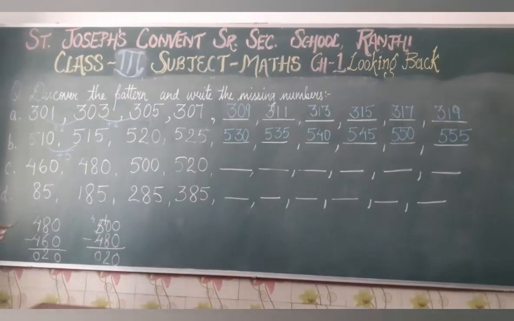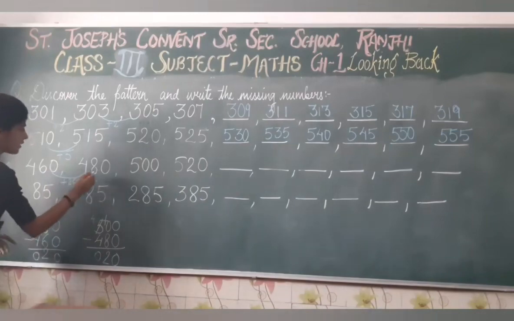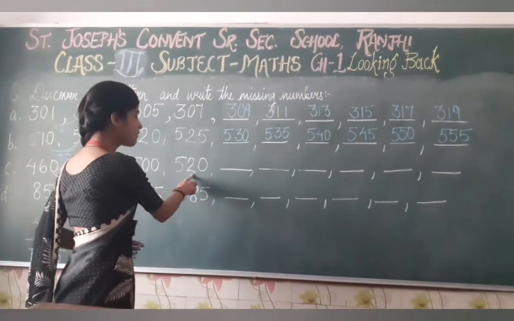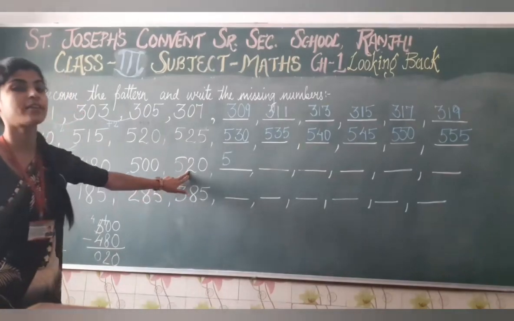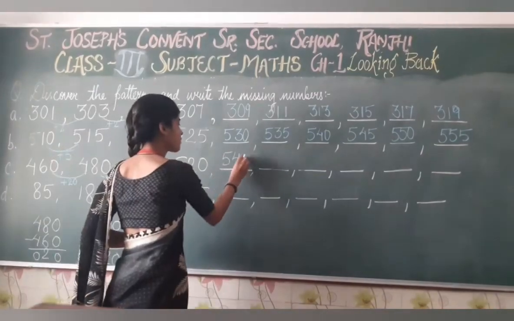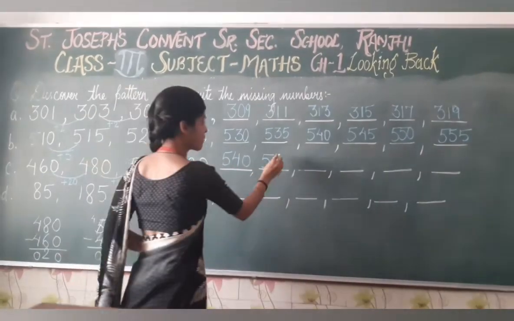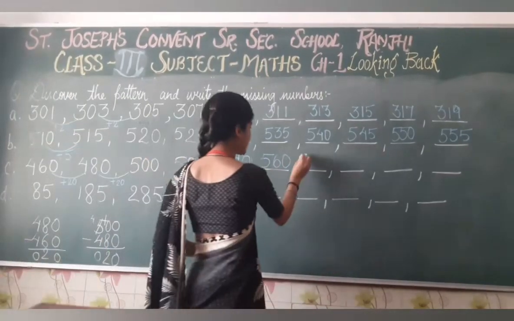Matlab previous number mein, agar hum 20 ko add karte, so we will get the next number. This is what? Plus 20. Plus 20. Yahi hua hai yahan par. So let us find out the next number. As it was 520, now it will become what? 5 will remain as it is. 20 will change to 40 because we know 20 and 20 becomes 40. Yes, after that 4 will now become 6 because 4 plus 2 is 6 and 0 will come as it is.